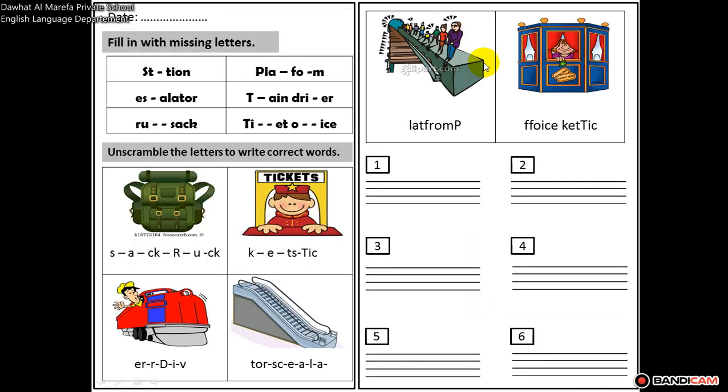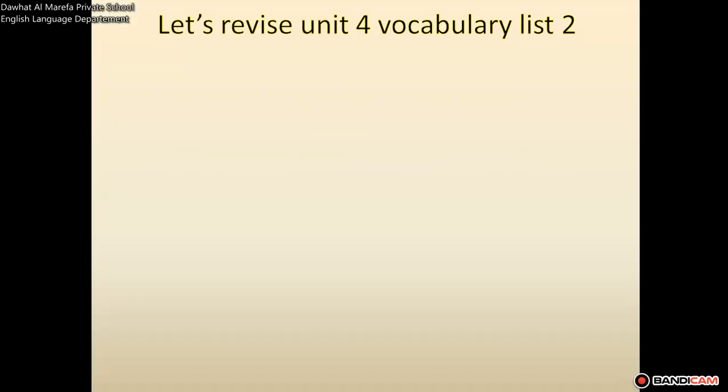Okay, the next page is also homework. You are going to fill in with missing letters. Here you are going to unscramble the letters to write correct words. You are going to write the correct words here on these lines using the 4 lines, and make sure your handwriting is very good. Now let's turn to vocabulary list 2.